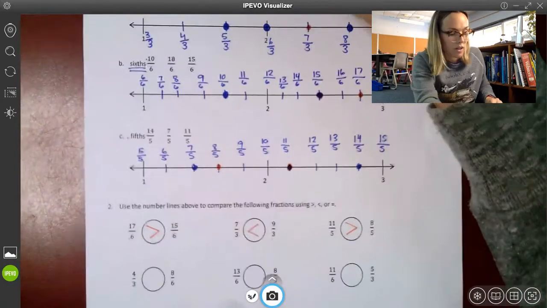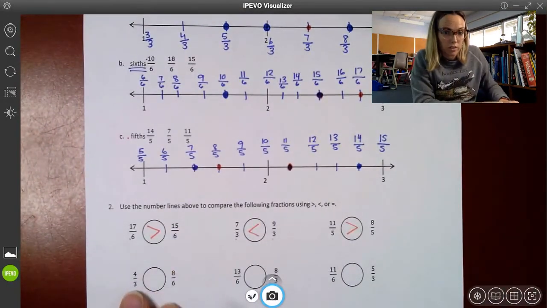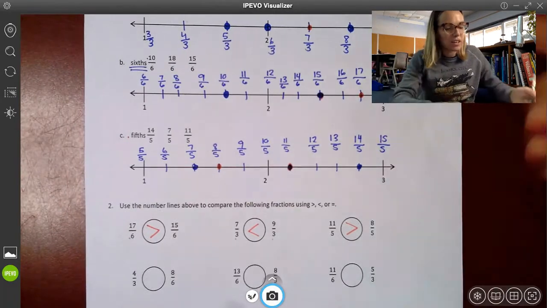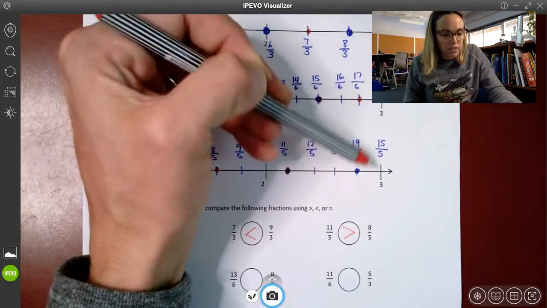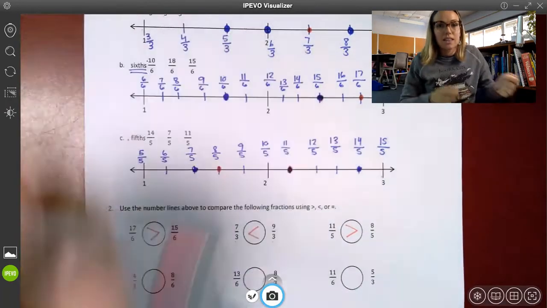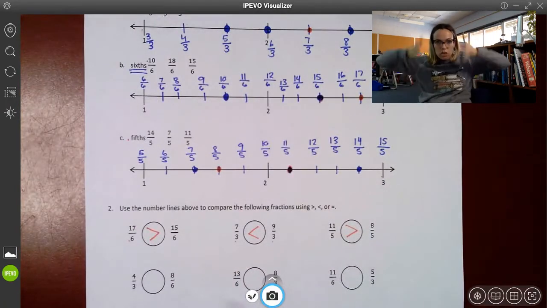Now, there are also some that have differing denominators. Look at that, thirds and sixths. How am I supposed to do that, Mrs. Wingers? Let me show you. Because the wholes are lined up the same, right? There's 1, 1, 1, 2, 2, 2, and 3, 3, 3. These are showing us equivalence.